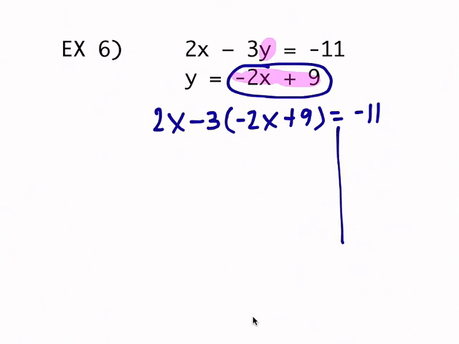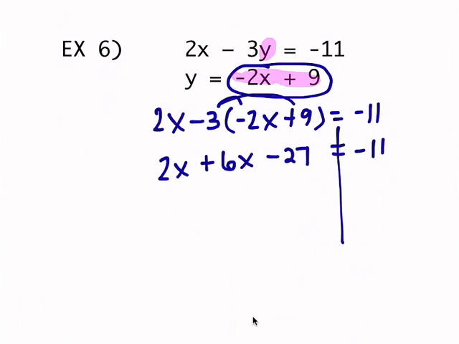My 2x will drop down, and I'm going to distribute that negative 3. Negative 3 times a negative 2x is a positive 6x. Negative 3 times 9 is going to give me a negative 27. Negative 11 on the other side drops.